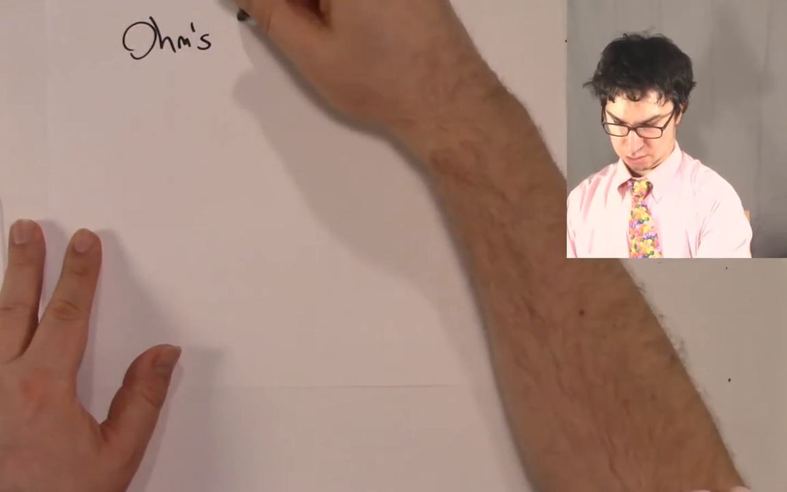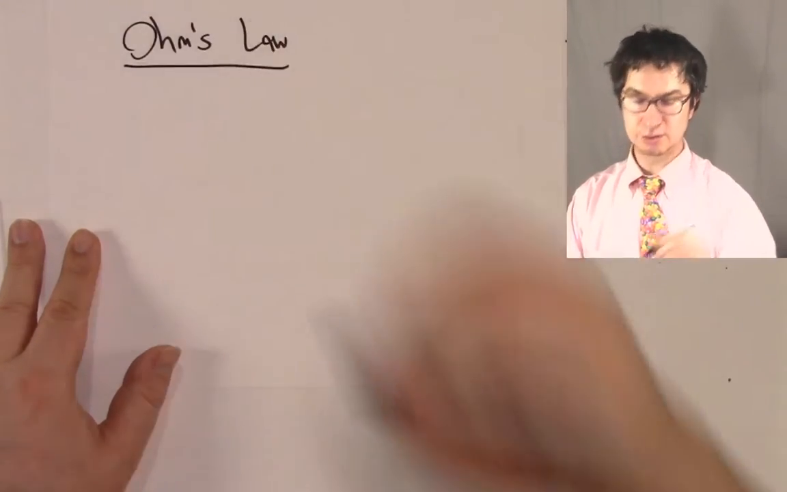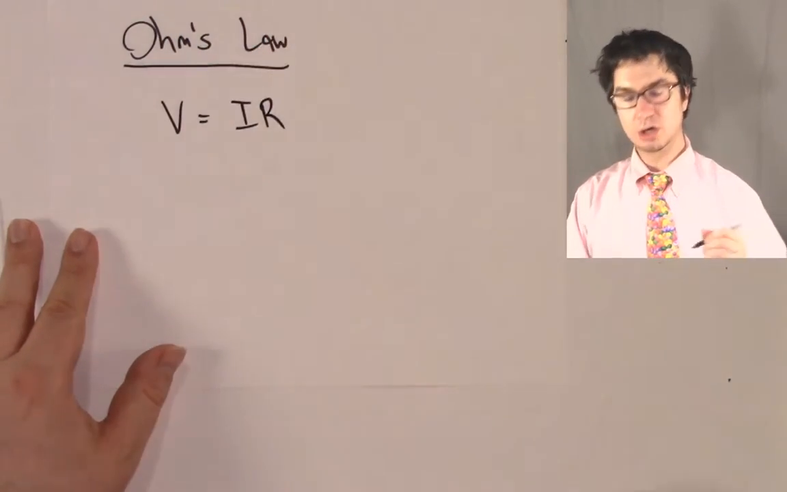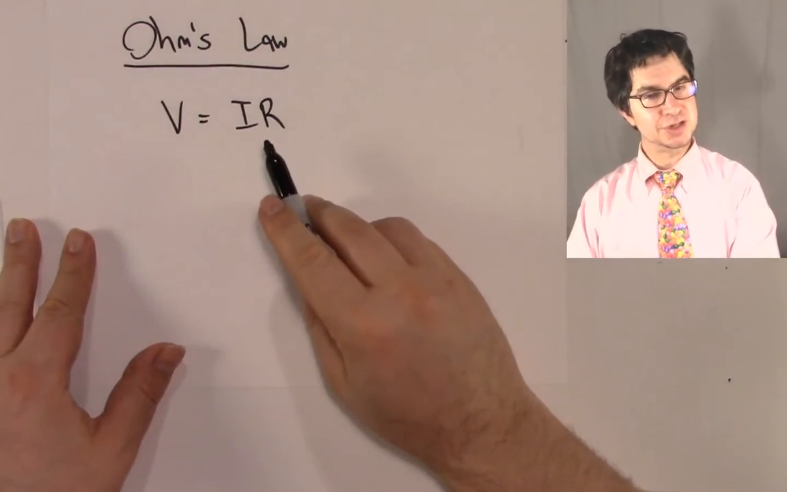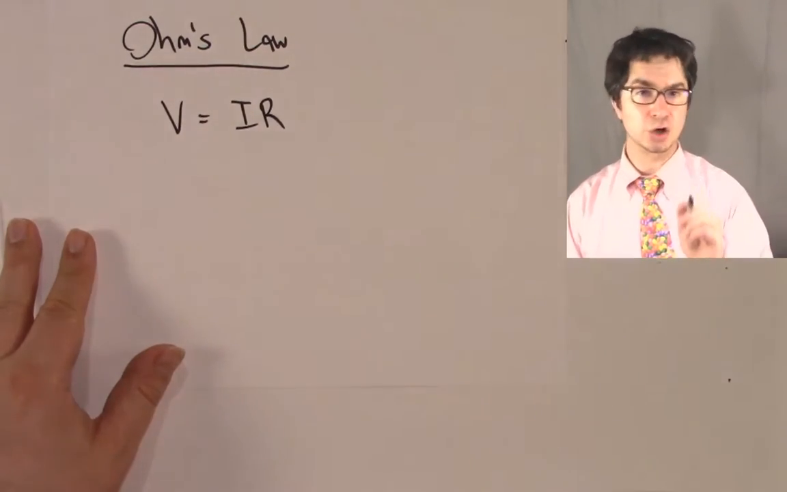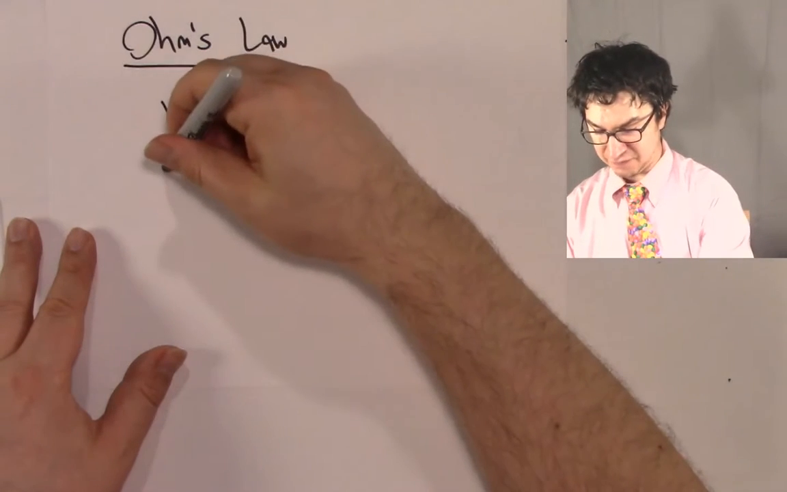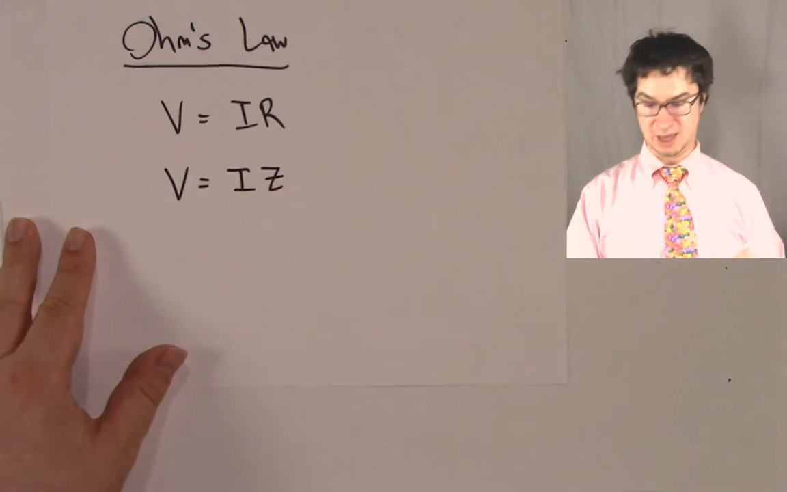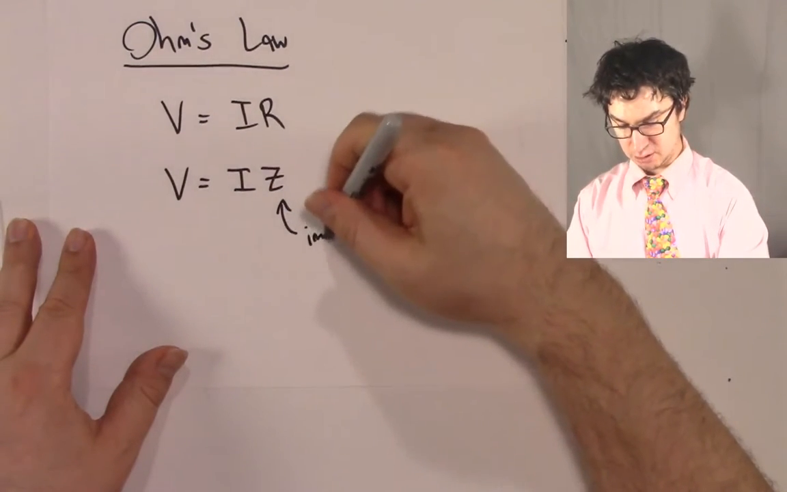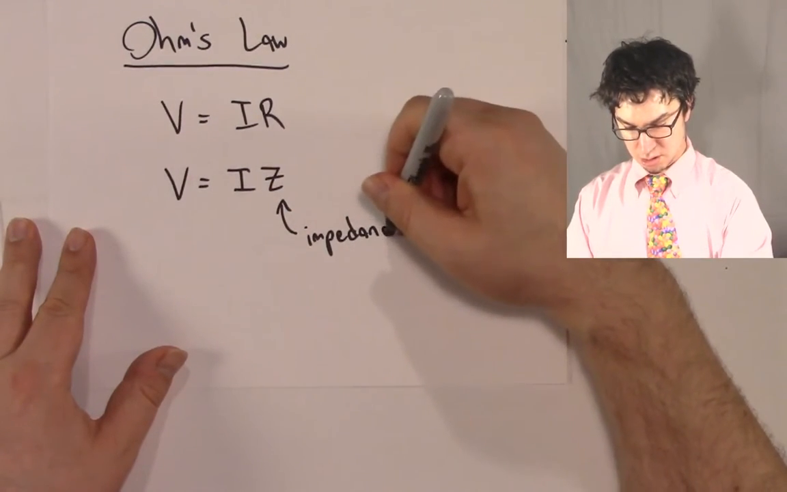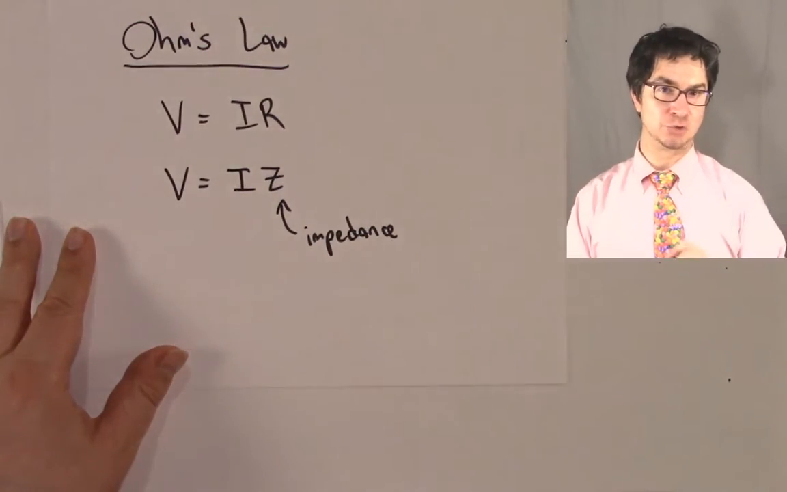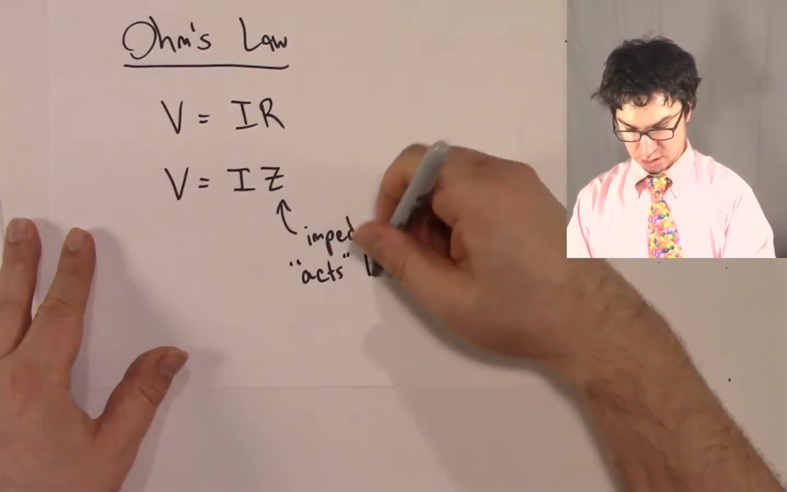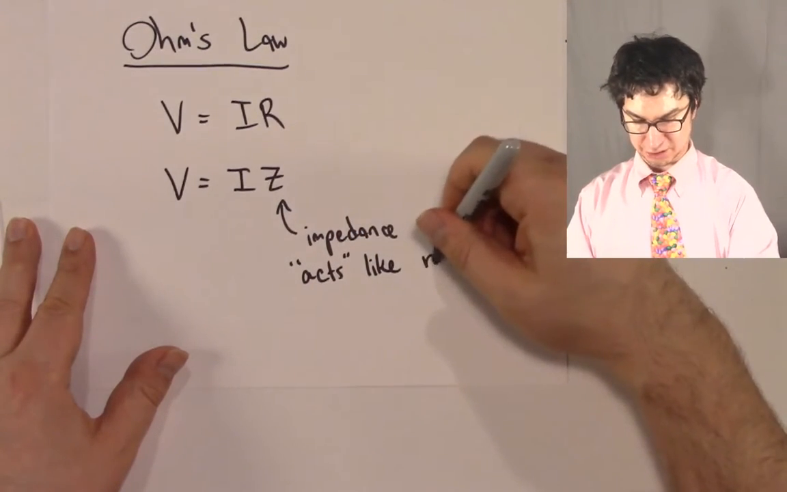Ohm's law can be expressed in terms of the typical V equals IR, but if we replace this resistance with an impedance, we can also express this equation as V equals IZ. Okay? This is our impedance, and it acts like a resistance.